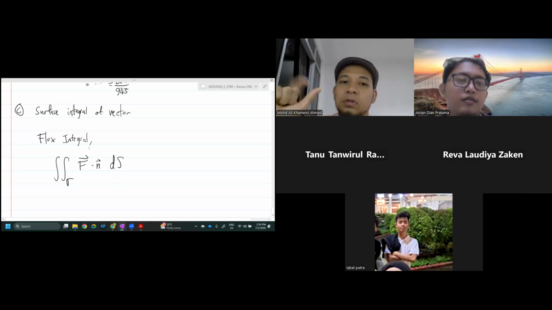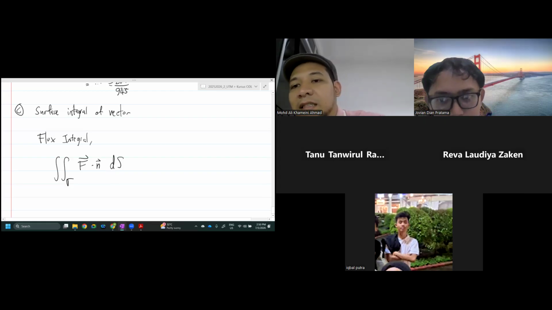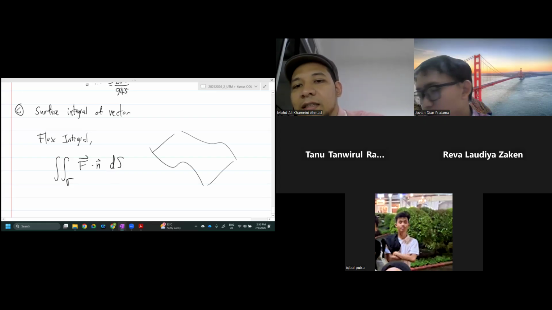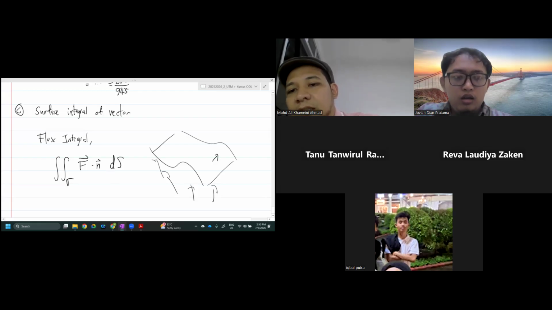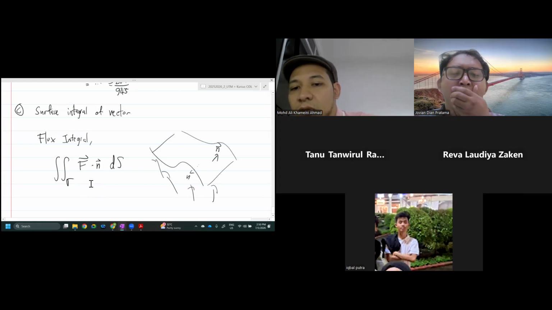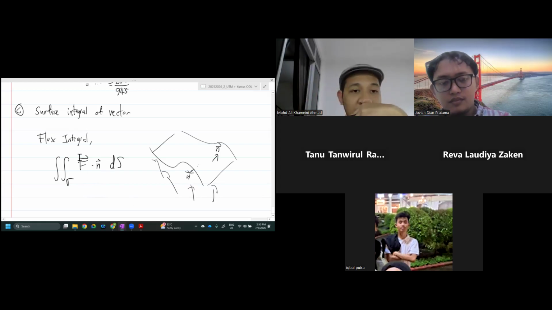So you need to choose which direction you want. That's why we have orientable surfaces. For example, this surface: you want to compute the vector field using this direction or the other direction. So you need to choose the direction of the vector field and the surface.